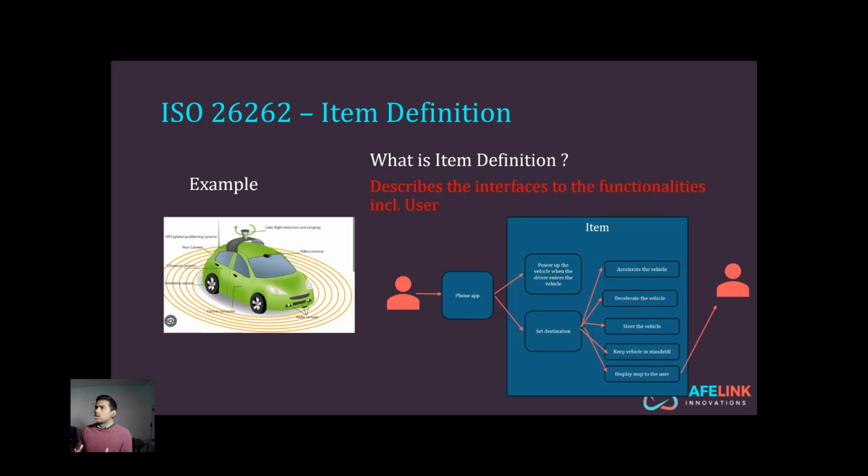I like to always show functionalities in the form of diagrams. This is a very simple diagram showing how all these item functions operate together. So the user is using a phone app. The phone app is used to power up the vehicle. It's also used to set the destination. And once the destination is set, the vehicle does the following tasks: accelerate, decelerate, steer, keep the vehicle at standstill, and all along display the map to the user.